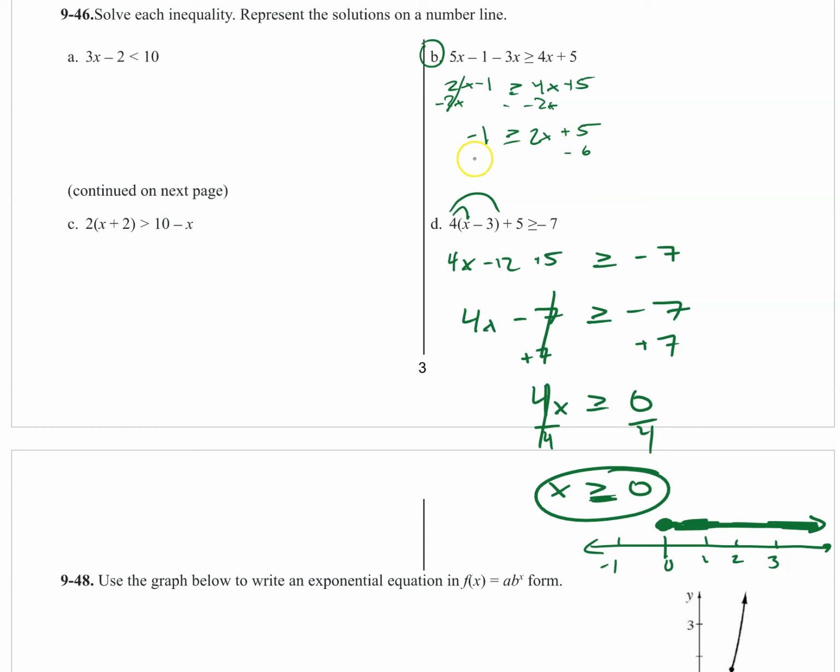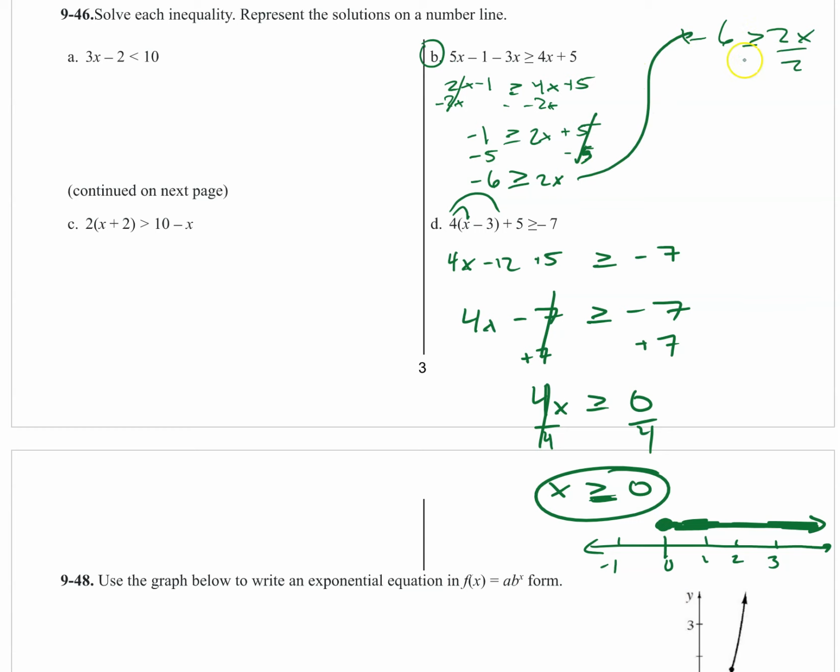Okay, take away 5 from each side. Take away 5 from each side. And we're going to have 2x, we have the symbol, and we have negative 6. So let me continue up here.